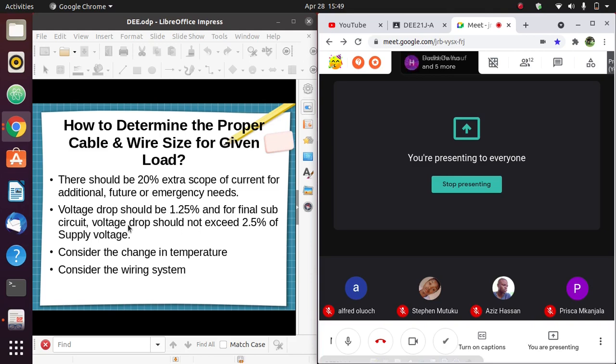Then the wiring system, this is very important. If I'm going to choose my cable for underground installations, the size will be different than the one that I will use for overhead installations. Zile installations ambazo tunafanya juu, overhead. Kuna zile ambazo tunafanya katika ukuta. So the type of wiring system will also determine the size of the cable. Now, we'll stop there.